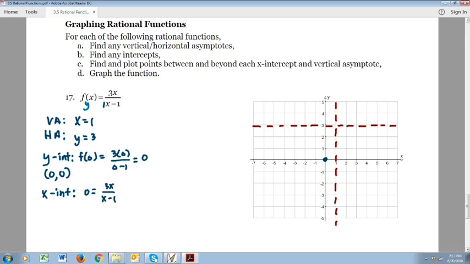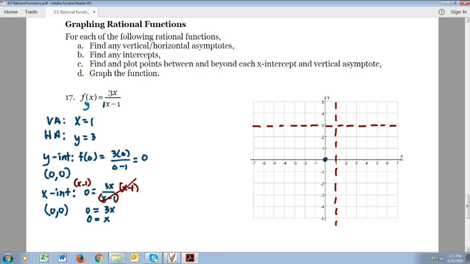And so we get 0 equals 3x over x minus 1. Multiply each side by x minus 1. You're going to get 0 equals 3x. And so you can see x is 0. That is going to be our only x-intercept. And so again, this is the only point we have.